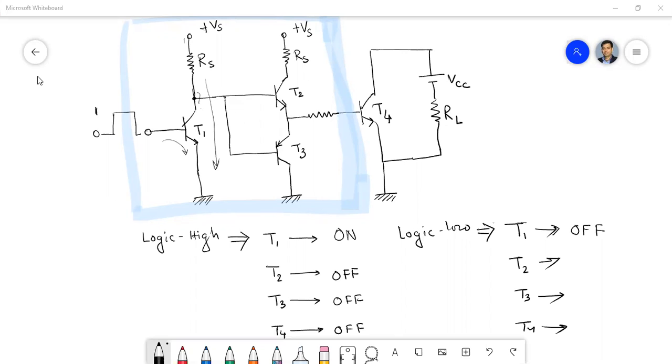Actually, T1 is off. Then T2 is... What about T2? T2 is on. T2 is on. Why?